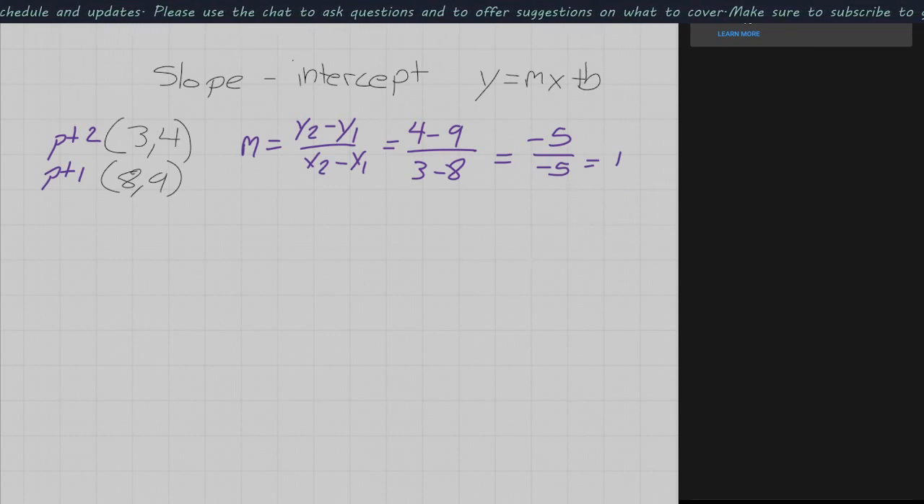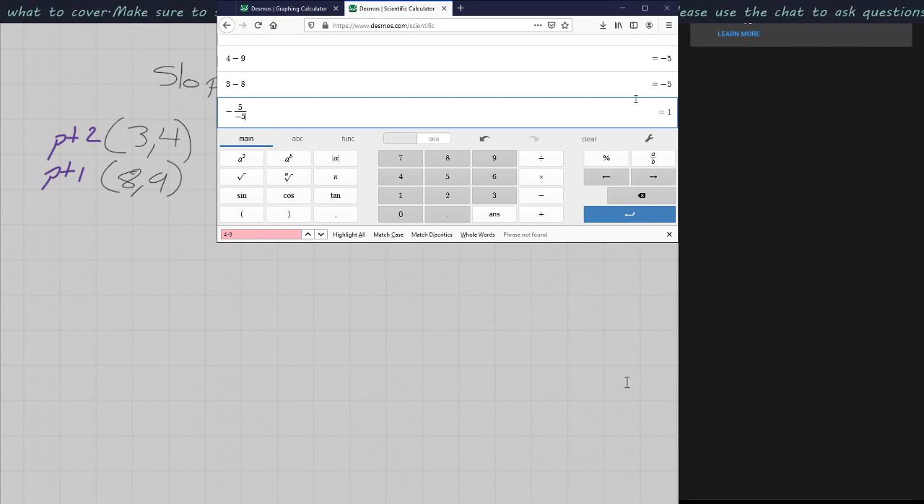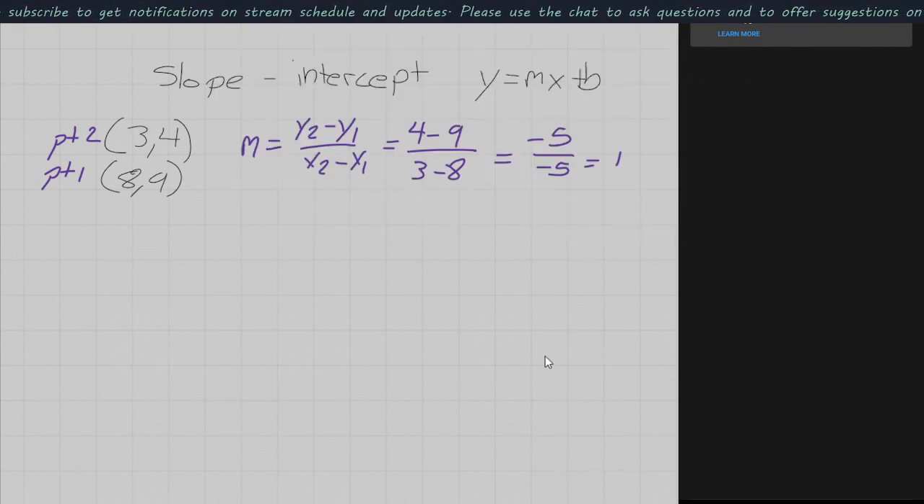Now, just to show you, just in case, so you can see the math, you are allowed a calculator. So let me just clear all real quick and bring that back up. So 4 minus 9, negative 5, and 3 minus 8, negative 5. So we got negative 5 divided by negative 5, and just in case we forget, we can even put this in the calculator, and you still get 1. Alright, so put that away, clear all.